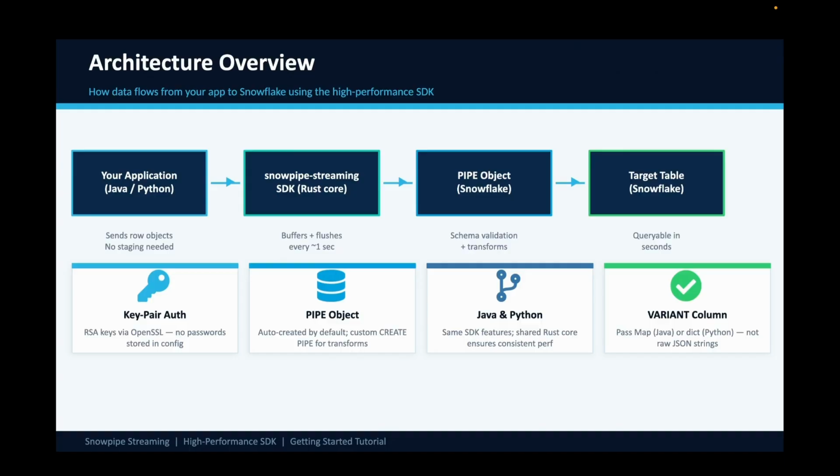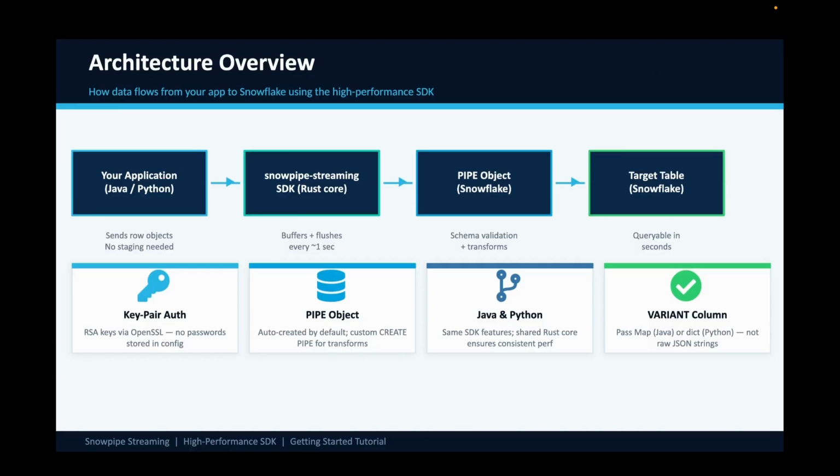Let's see what the architecture is for how the data flows from an application to Snowflake using the high performance SDK. Let's say your application, either using Java or Python, is initiated on the client side. That triggers the Snowpipe Streaming SDK. Under the hood, it uses the Rust core, uses a Snowpipe object that is created in Snowflake, and that gets loaded into the target table in Snowflake.